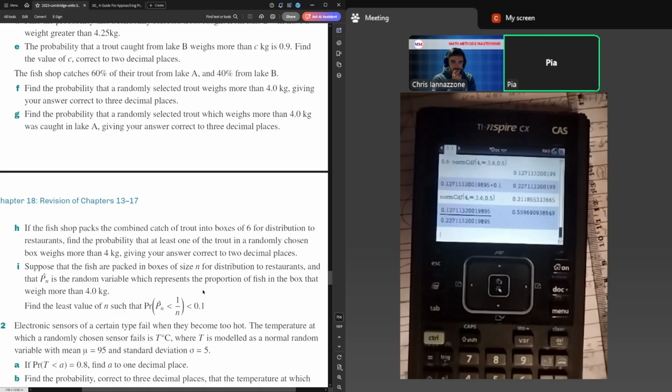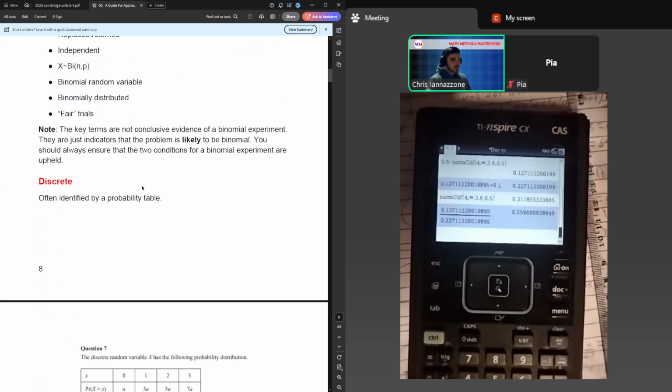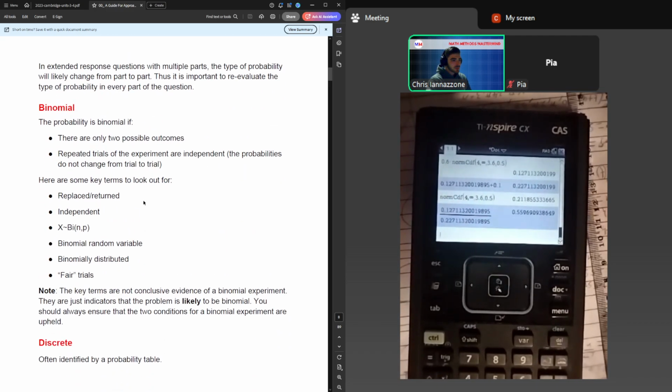Because it's saying at least one trout in randomly chosen. Okay. That statement could apply to either of the discrete or binomial. I'll pull up the criteria for binomial again. Let me know why, based on having a look at that, what would inform the decision for binomial.